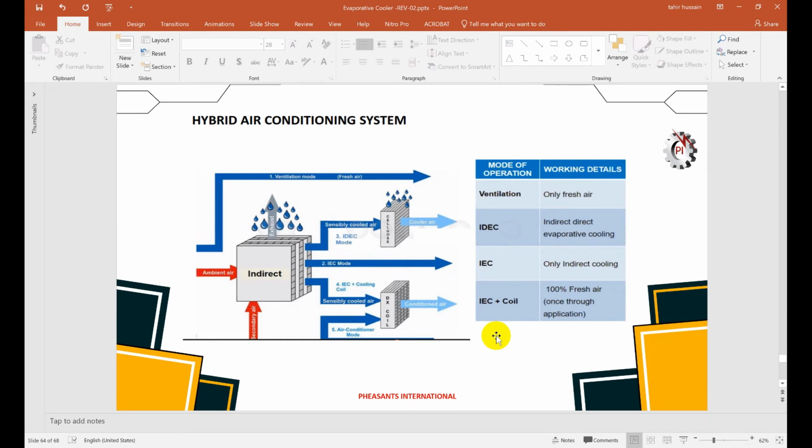What is the hybrid system? Hybrid system is the three-stage system. In the first stage we will use the heat exchanger where we are not adding any moisture, just we are reducing the sensible heat. In the second stage, we will use the DX or chilled water conventional AC coil, and third stage we will use the cellulose pads.